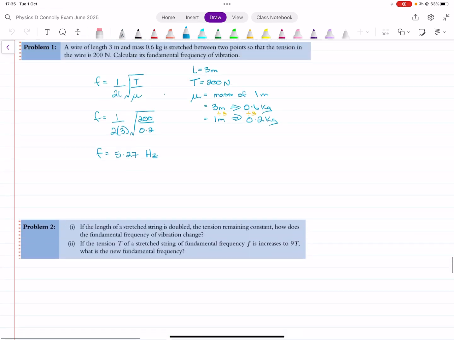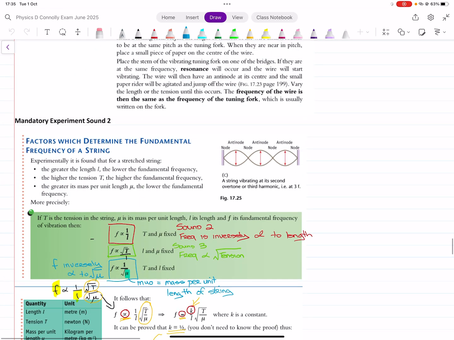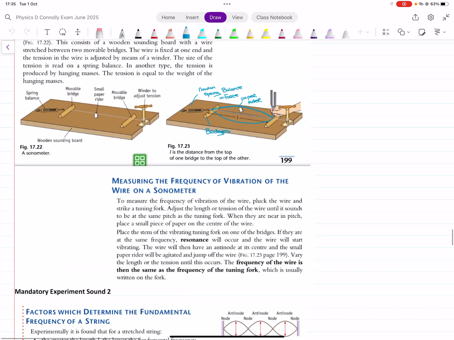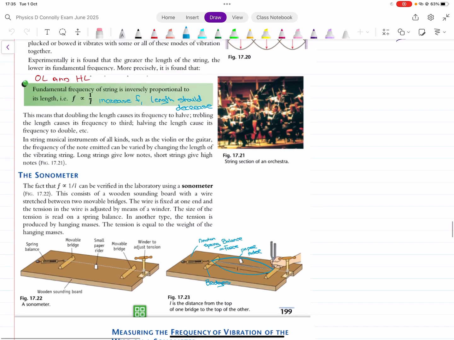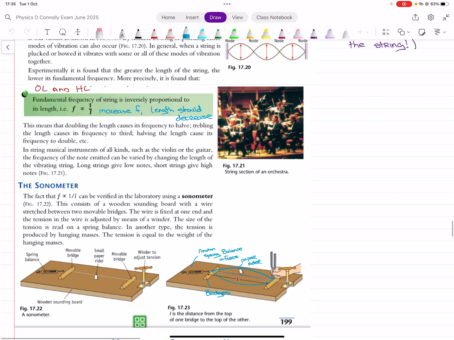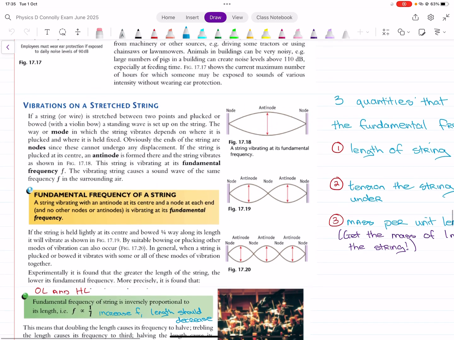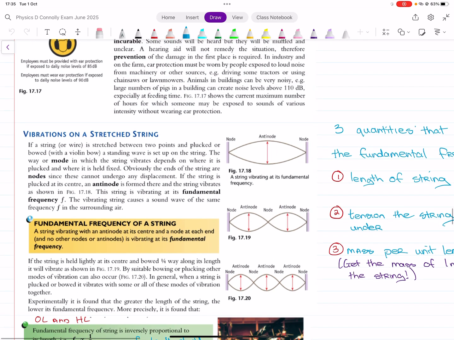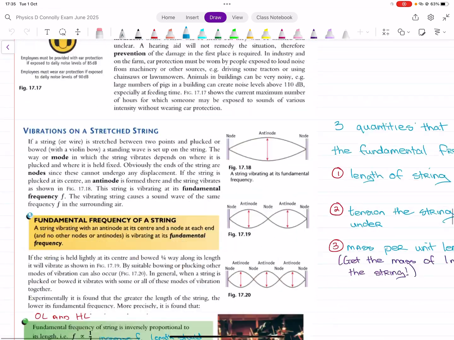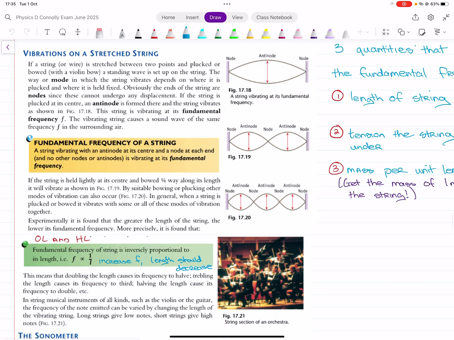Okay, so I know the last class we were talking about the relationship between frequency and length, frequency and tension, and frequency and mu. And then we have the two experiments that as soon as I get back we're going to do to determine or try to verify the relationship between frequency and length, and then separately between frequency and tension. But before that, we did work on vibrations on a stretched string. So we've seen this stretched string a few times.